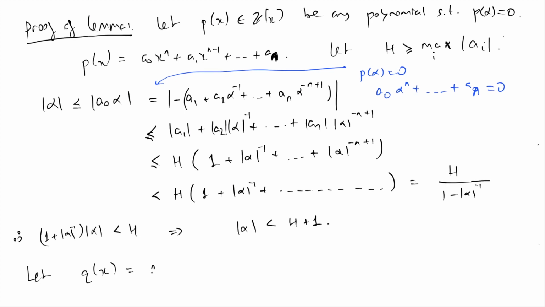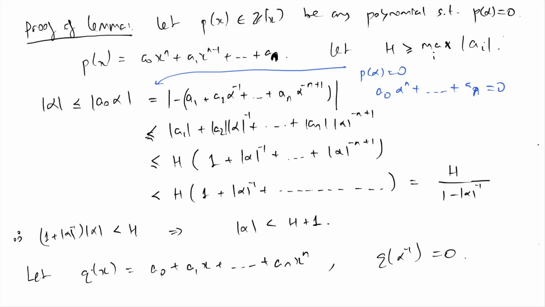So what do we want now? a0 plus a1x plus blah blah blah up to anxn. So I've taken p, but I've changed the monomials. And of course, q of alpha inverse is going to be 0. Yeah, so this is how I've engineered q.